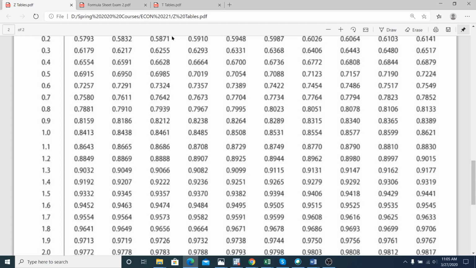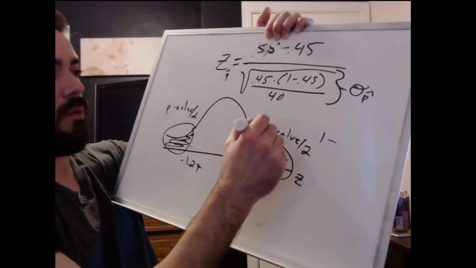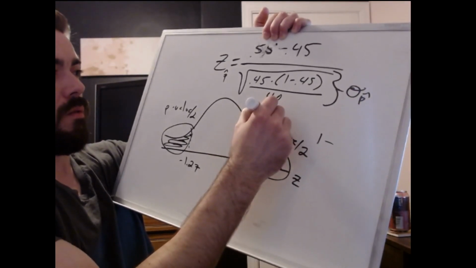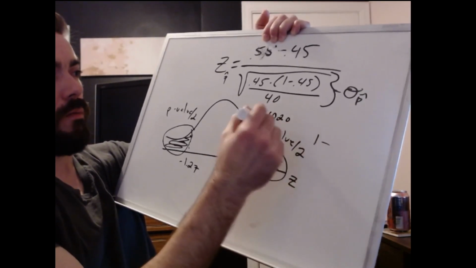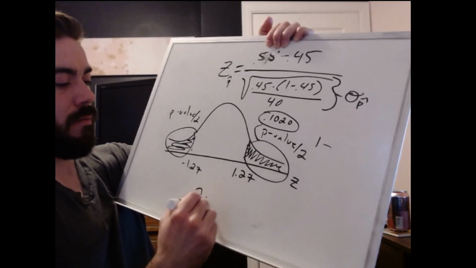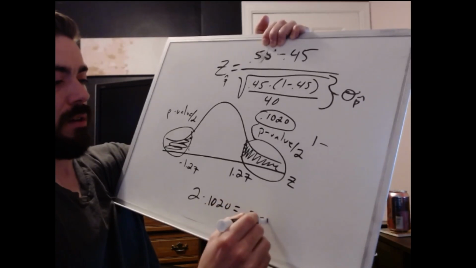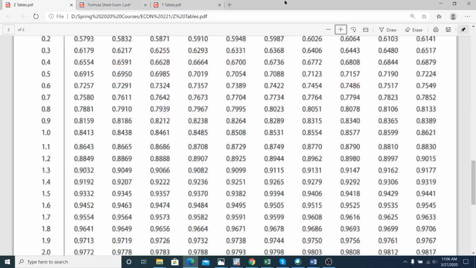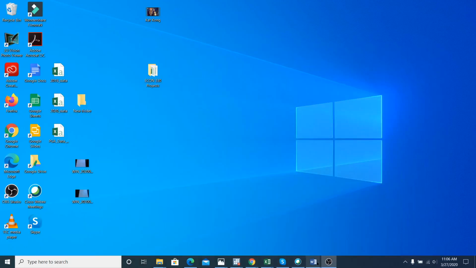0.102. That was only one of my tails. Right? So that was just, this tail was 0.1020. So I need this times 2, 1020, or 0.204, right? So, oh, that's not what I want. We'll go right here.